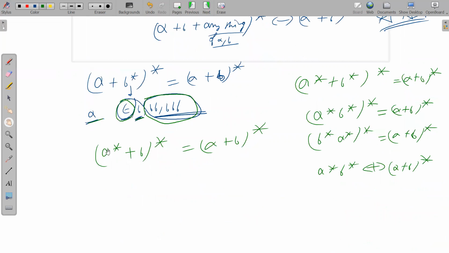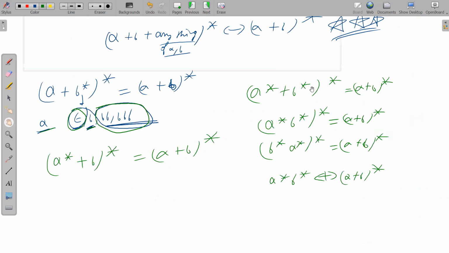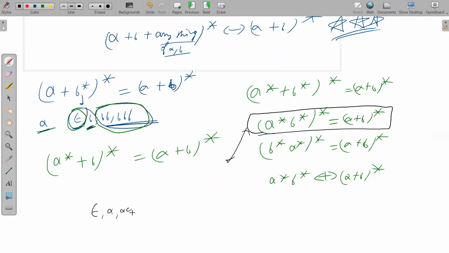So b star, no problem. a star again, this is obviously the same. This one, some of you may find it difficult to prove. Okay, anyway, I teach all these things in the advanced course, but still I have written them in the flow only. Okay, so let me show you. a star means what? Null, a, double a, dot dot dot. b star means what? These are concatenated, right? So null, b, double b, dot dot dot. Now take null and take b, you will get b.